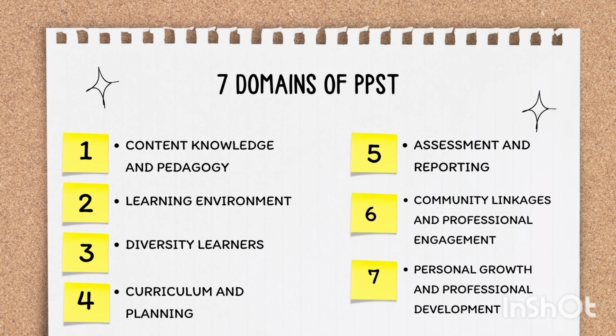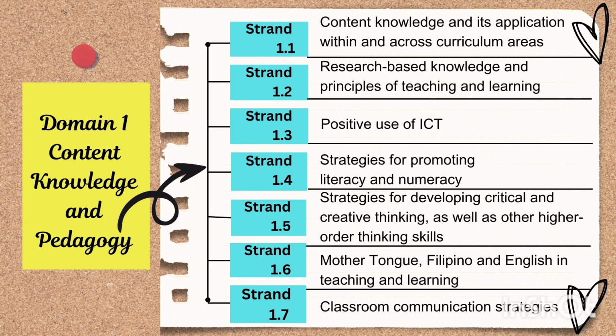And now let's proceed to the 7 domains of PPST. 1. Content knowledge and pedagogy. 2. Learning environment. 3. Diversity of learners. 4. Curriculum and planning. 5. Assessment and reporting. 6. Community linkages and professional engagement. 7. Professional growth and professional development. So, each domain has corresponding strands.